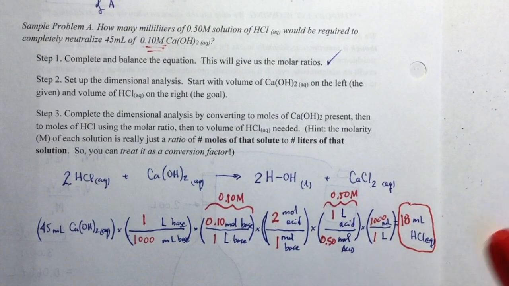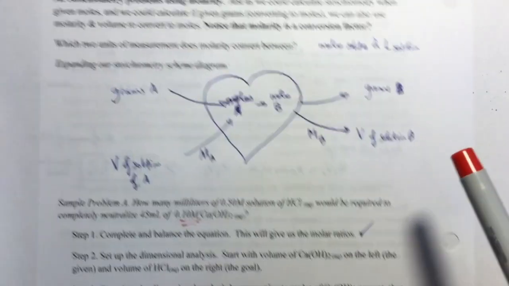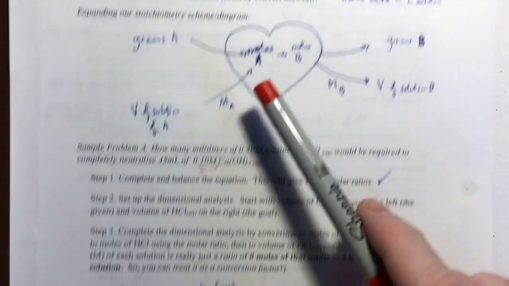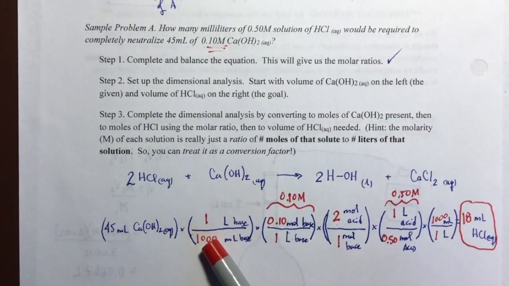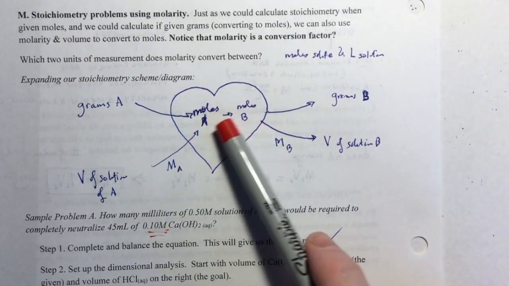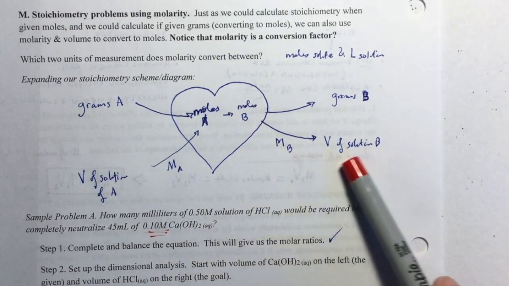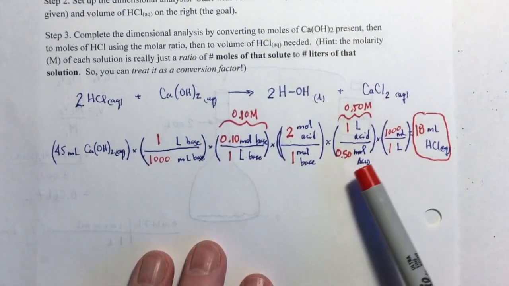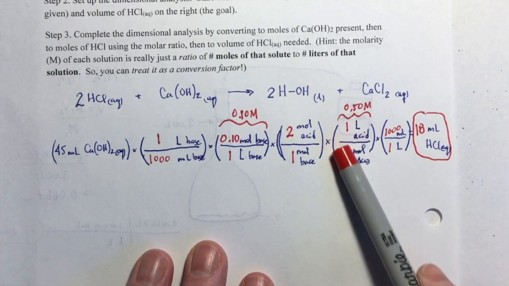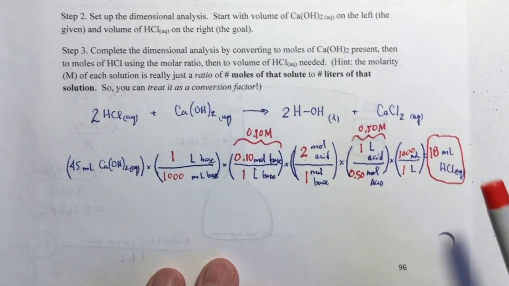Okay? That's how we use molarity as a conversion factor. If we are going from volume to moles, the way we did right here, we went from volume to moles. And then after we do the stoichiometry step of mole to mole ratio, we can go from moles back out to volume. The same way we did right here. We went from moles of acid back out to volume using its molarity. And that's how we do it.